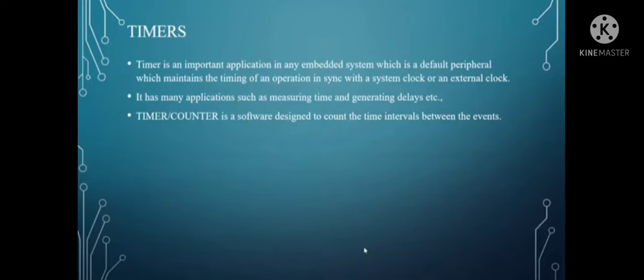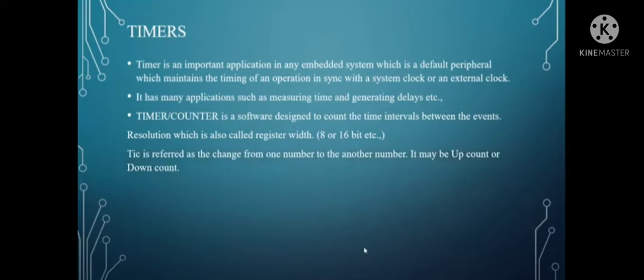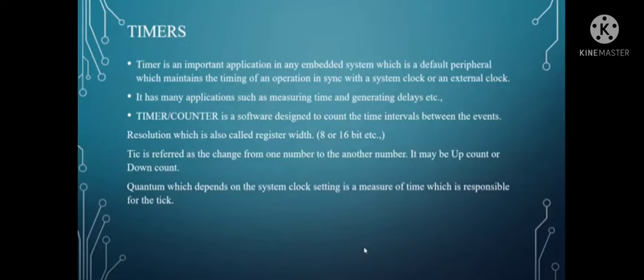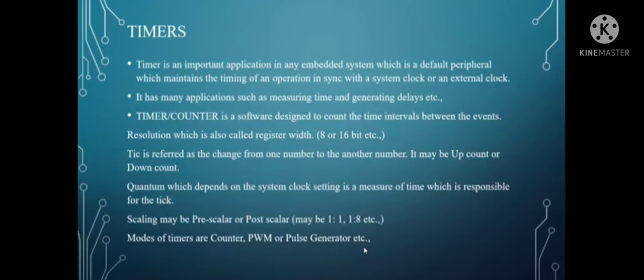There are four main terminologies in timers. Let's see one by one. First is resolution. It is also called register width, which is the width of a register. It may be 8-bit or 16-bit. Tick. Tick is referred to as a change from one number to another number while counting. It may be up count or down count. Quantum, which depends on the system clock, is a measure of time which is responsible for the tick. Next is the scaling. Scaling may be prescaler or postscaler, which is used to set the time as per our requirement. Modes of timers may be counter, pulse width modulation or pulse generator, etc.